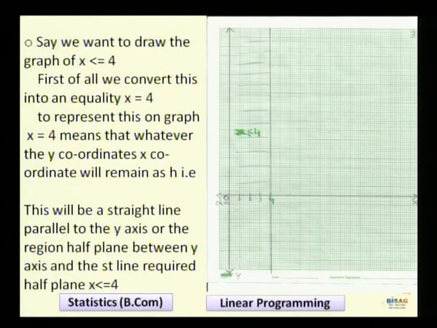Now x equal to 4 means that whatever the y coordinate, our x coordinate will be 4. So this line will be a straight line parallel to the y axis, whatever the y coordinate. And we need x is less than or equal to 4. So on the graph you can see the darkened region shows the region x is less than or equal to 4.